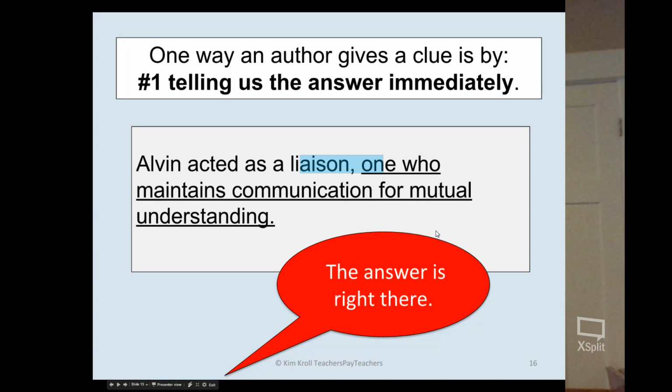One way an author gives us a clue is by telling us the answer immediately. Alvin acted as a liaison, one who maintains communication for a mutual understanding. The answer is honestly right there. That should be a duh kind of moment because it's just telling you straight up what a liaison is.